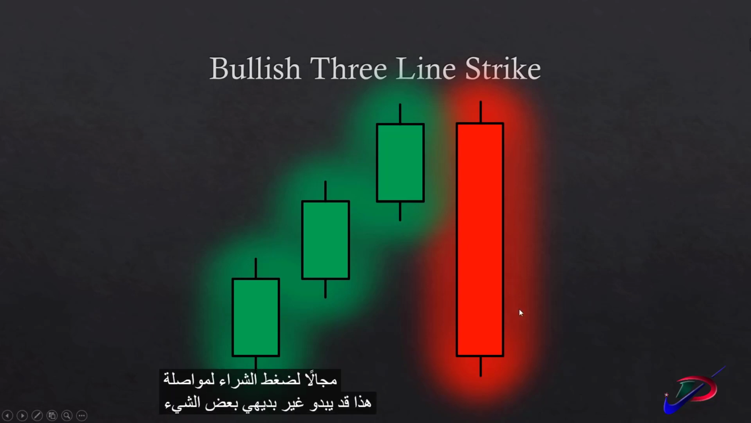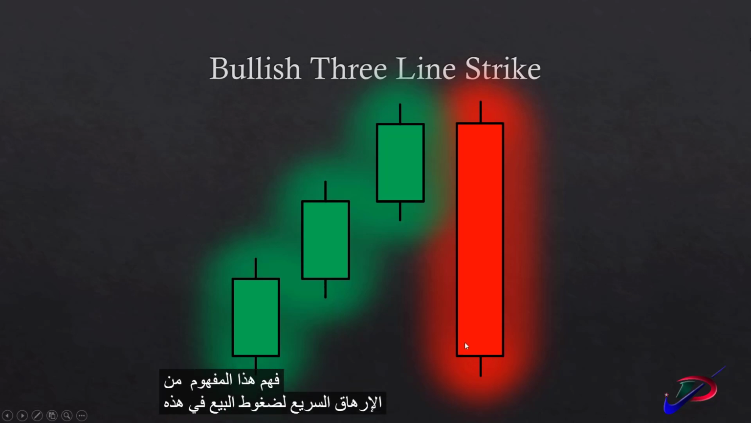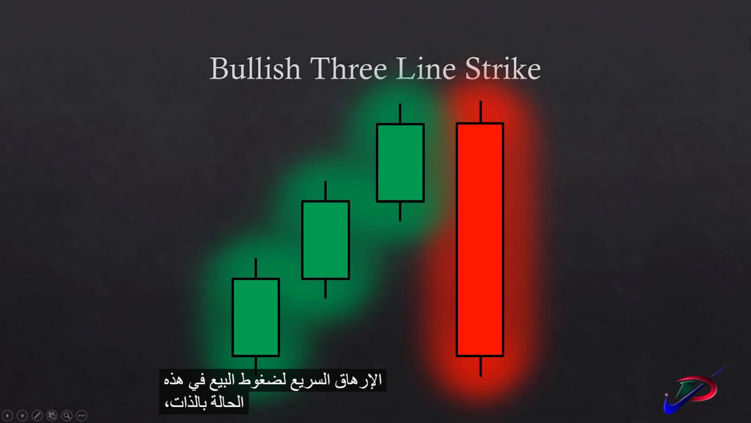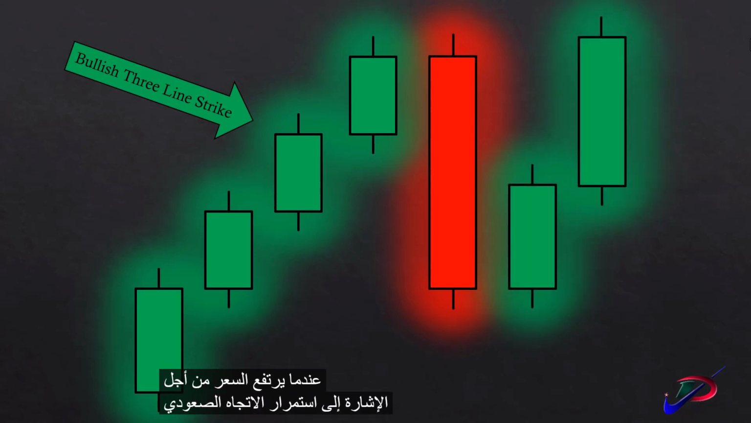This can seem a little counterintuitive at first because of the size of the bearish candle and the fact that this is a bullish continuation, but the key is to understand this concept of quick exhaustion of selling pressure in this particular case. The bullish 3-line strike happens when price is going up in order to signal a continuation to the upside.